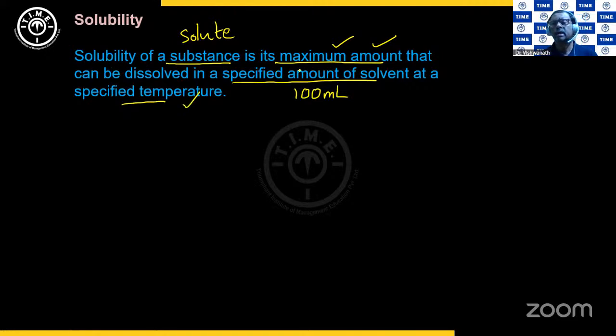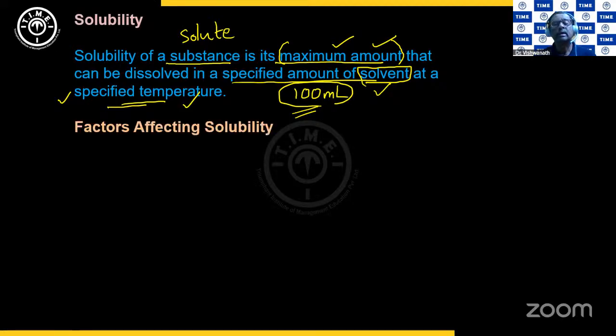So solubility is the maximum amount that can get into the solvent. Maximum amount of the solute that can get into the solvent of a fixed volume or a fixed mass at a particular temperature, right? So if you change the amount of solvent, the amount of solute that is going to get into it is also going to change. Similarly, you change the temperature and the solubility is also going to change.